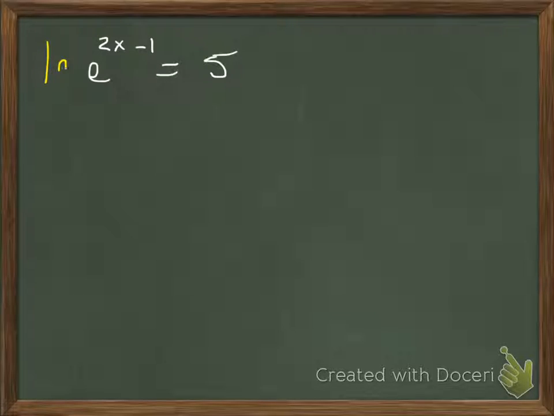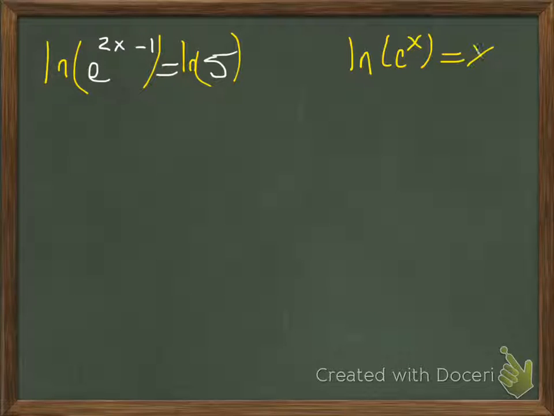So we're going to ln both sides. Anything you do to one side of the equation, you've got to do to the other. And we'll note again that ln of e to the x is equal to x. So then we are just left with 2x minus 1 is equal to ln of 5.